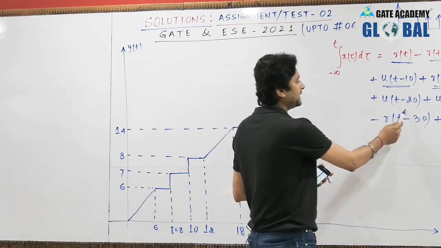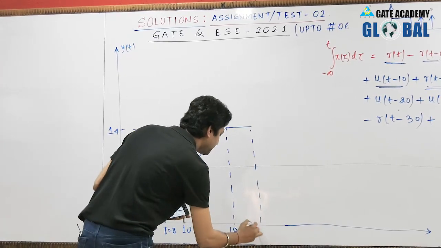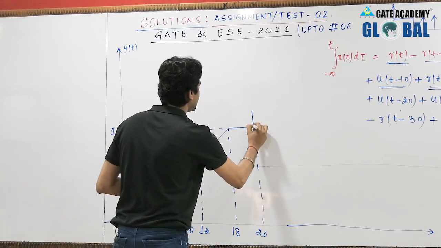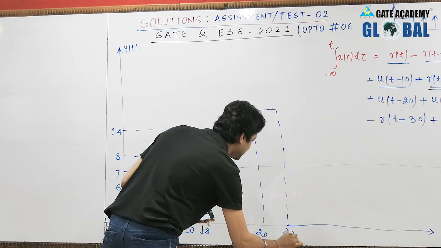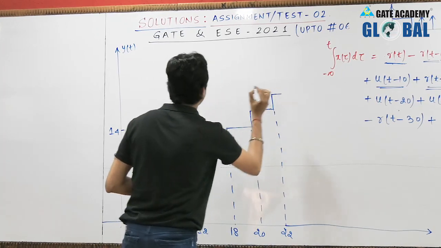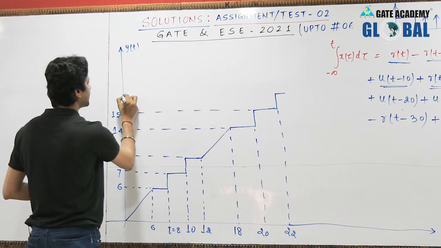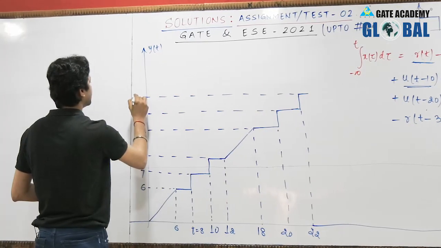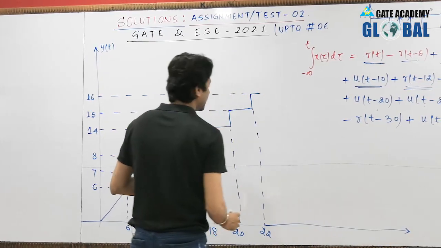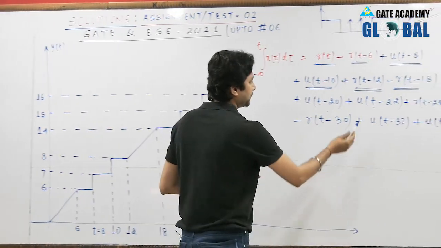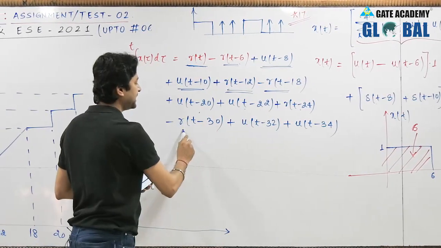Now at t equals 20 and 22, there are 2 step changes. Therefore, we are increasing these values. At t equals 20, we have increased by 1 unit, and at t equals 22, we have increased this value by 1. So we are now at 15 and this is 16. So now we are at 16 and this point is t equals 22. After 22, at t equals 24, there will be a ramp occurring and it will move up to t equals 30.